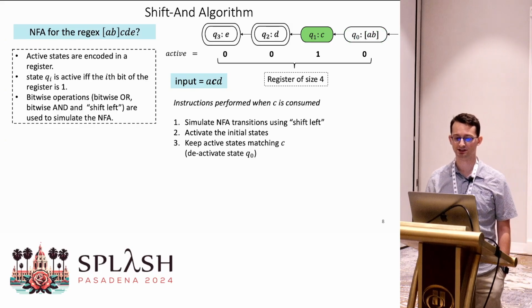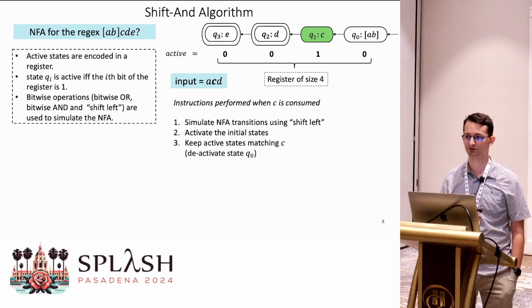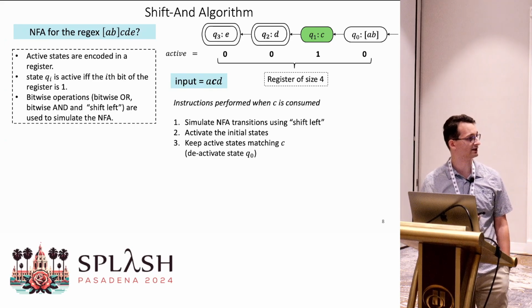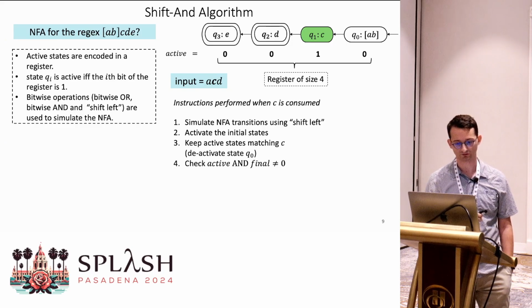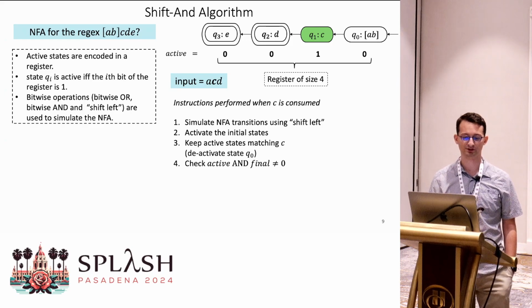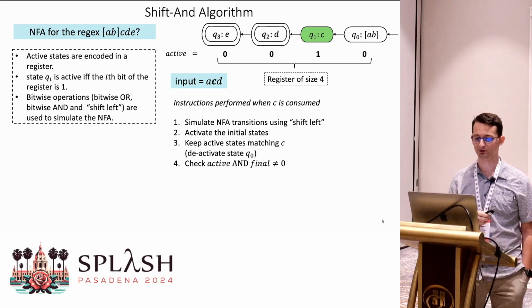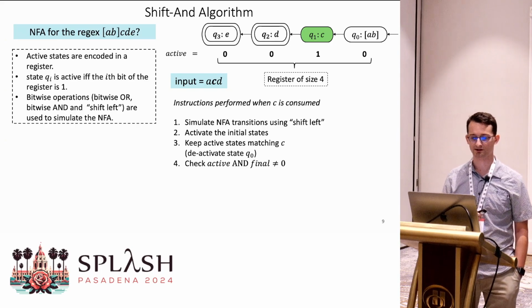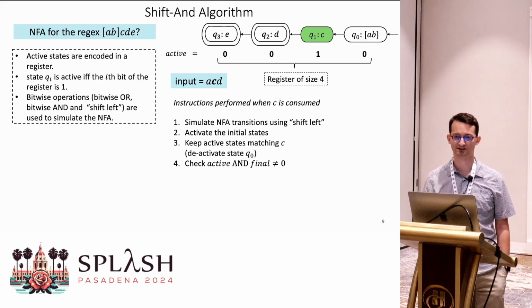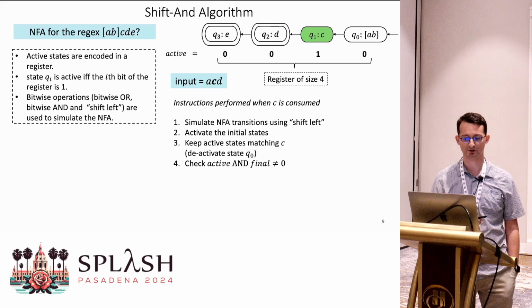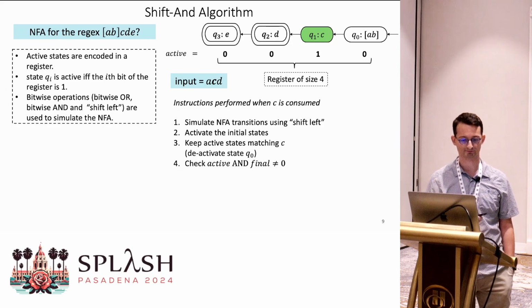Then, we only keep the active states that are matching the current character, here, letter C. This is why we are deactivating state Q0. And finally, to compute the output and check if there is a match, what we do is we compute the intersection between the set of active states and the set of final states. Here, because Q1 is the only active state, but it's not a final state, we don't report a match. And this operation is performed with a bitwise AND.